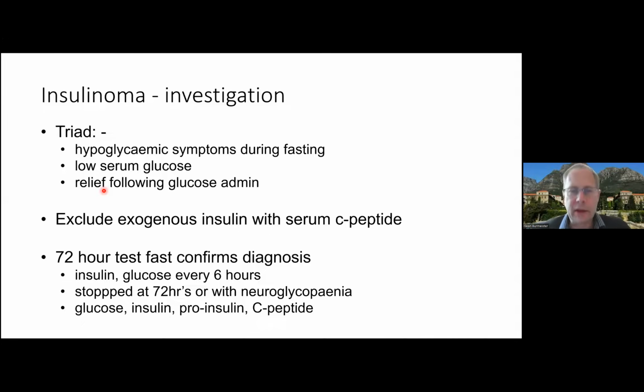Now, to make this diagnosis, you can do random glucose, insulin, and C-peptide testing. But really, the gold standard in terms of making a diagnosis is a 72-hour fast. This is done in hospital with insulin and glucose levels done every 6 hours. And the test is stopped, whichever comes first, either if the patient develops neuroglycopenic symptoms or if one reaches 72 hours. If the patient does develop symptoms, then the bloods to do are glucose, insulin, C-peptide, and proinsulin.